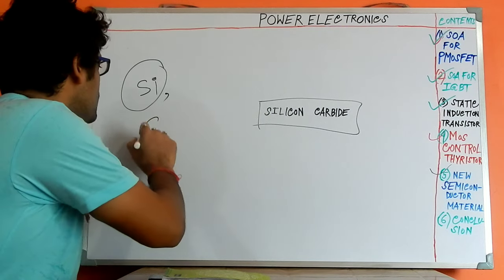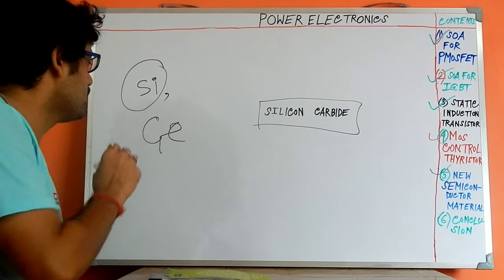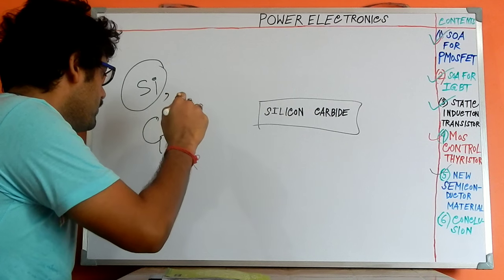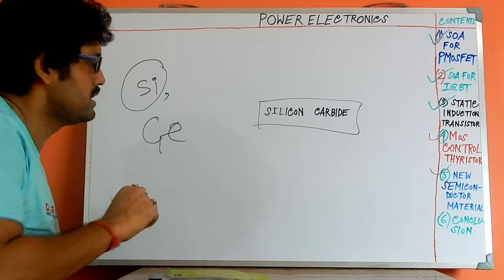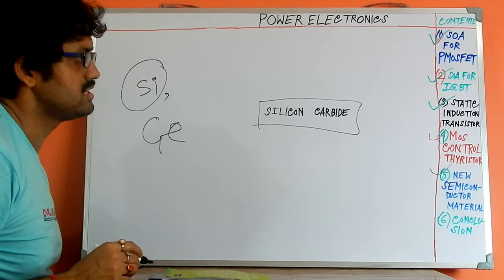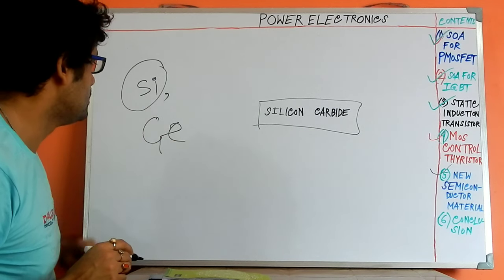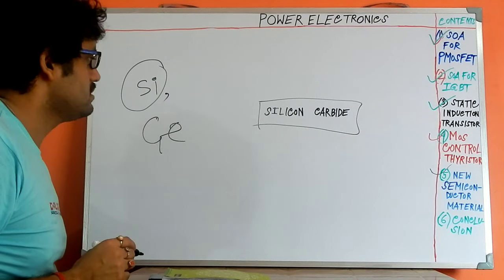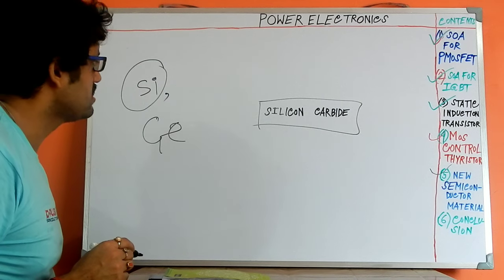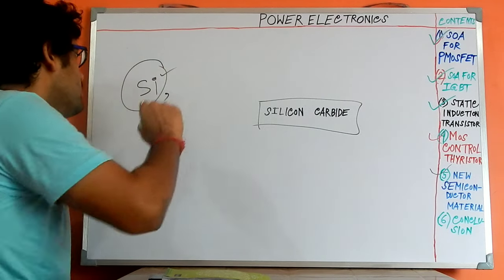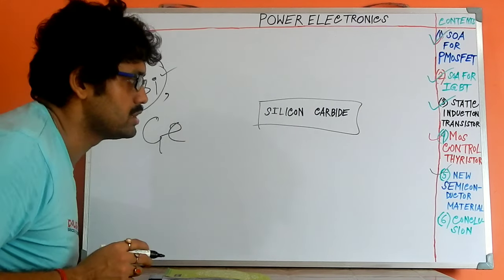But we can't use the germanium material. Why? Because germanium is very, very poor for conductivity purposes. That is why the resistance loss or heat loss is more. That is the first reason. That is why we can't use germanium in place of silicon. And another very important thing is that germanium is more costly than silicon. Silicon is cheaper. That is why we can't use germanium as a semiconductor material.